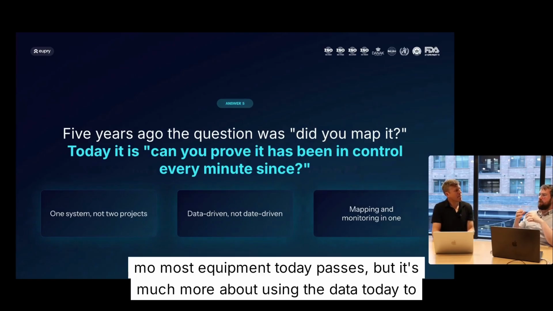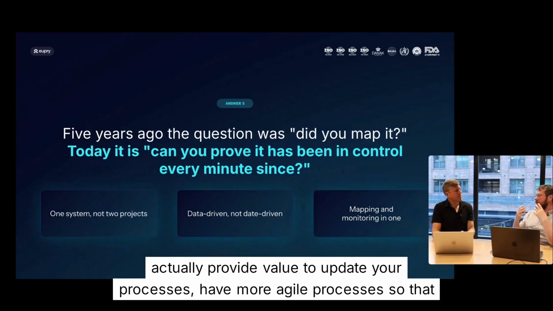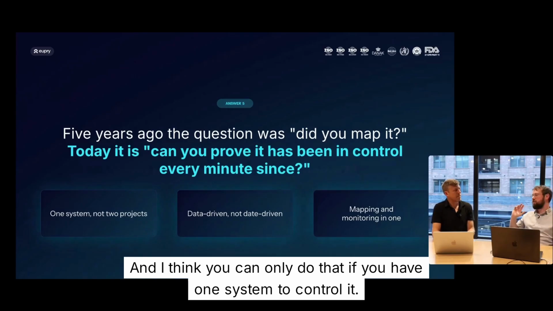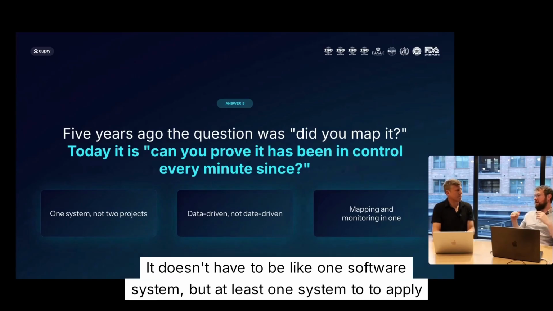But it's much more about using the data today to actually provide value, to update your processes, have more agile processes so that you can learn across the strategy. And I think you can only do that if you have one system to control it. It doesn't have to be one software system, but at least one system to apply to all of these different units.